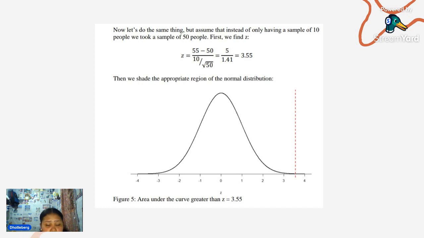So, Z is equal to 55 minus 50 over 10 divided by the square root of 50. The sample mean minus the population mean is equal to 5. Then the standard deviation divided by the square root of the sample size is 1.41. So, 5 divided by 1.41 is equal to 3.55.